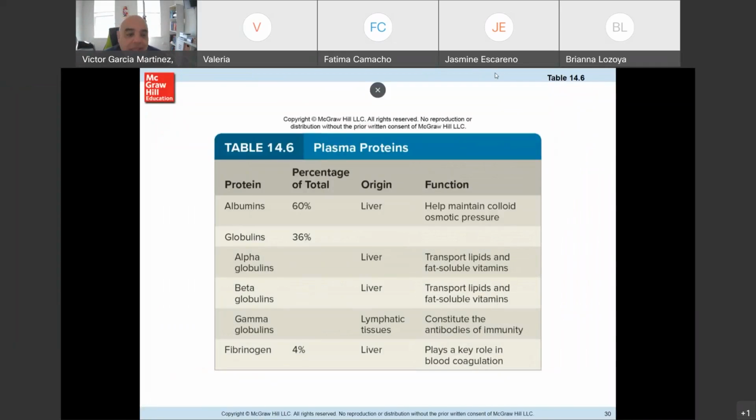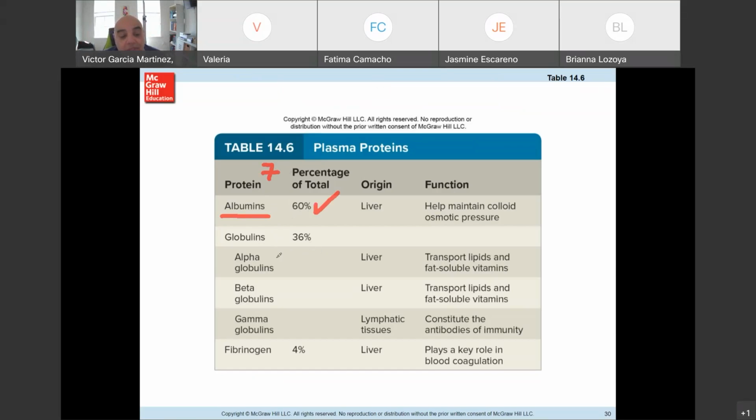For example, albumins. We have proteins, and 7% of your plasma is going to be proteins. Then albumin is the most abundant protein in your plasma. And remember, this is going to be the magnet. You are able to keep your blood inside of your blood vessels because of the albumin. And it makes up 60% of the proteins in your plasma.